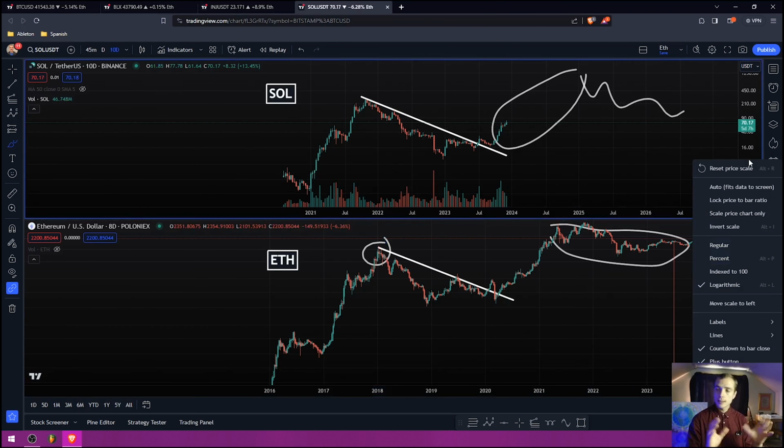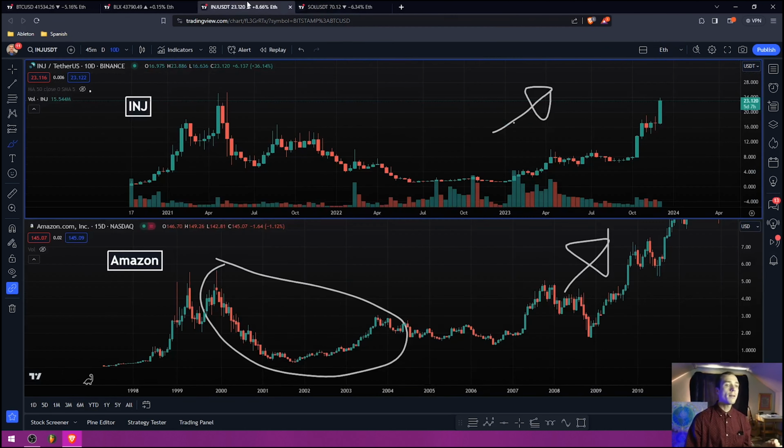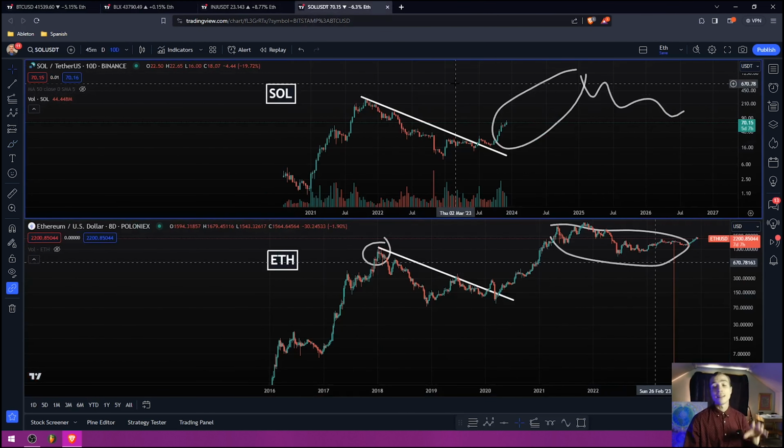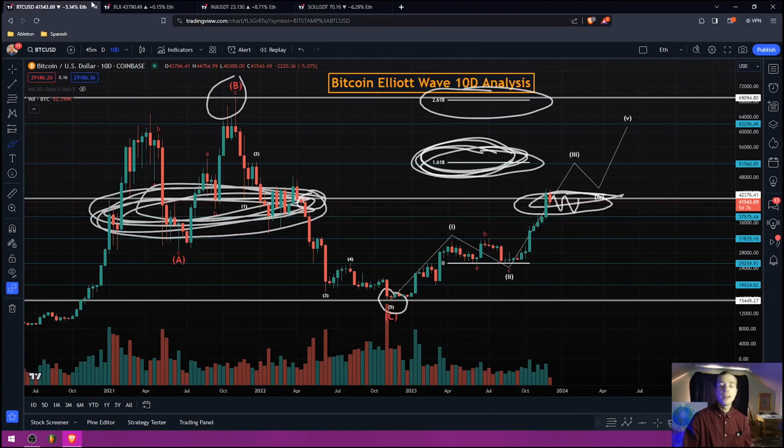Also, to mention, I am on the logarithmic chart here. It looks a little bit different than the regular scaling. That's just for a little bit more precision here with Solana. You can see that I didn't do that with INJ, and I did not do that with Bitcoin or Cardano. But for the purpose of Solana, it does add a lot of clarity to switch to the logarithmic chart.